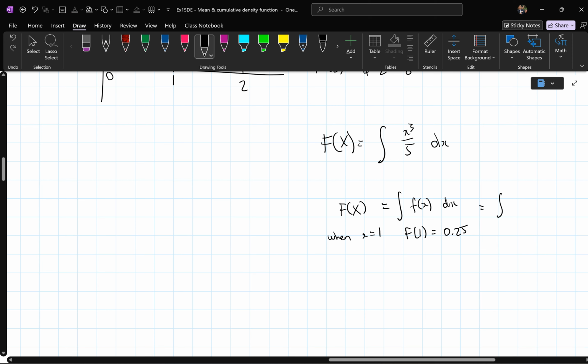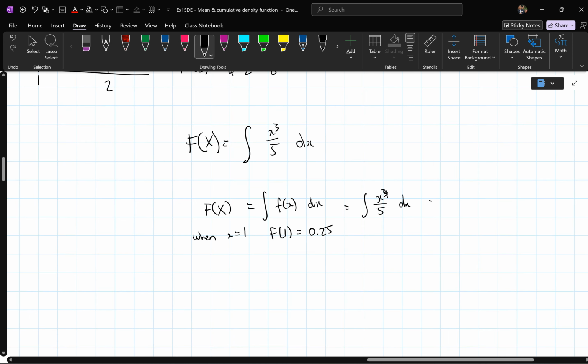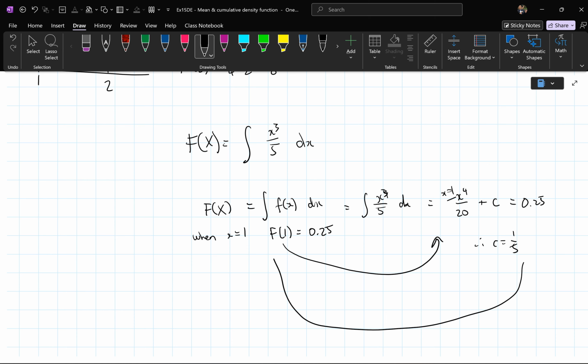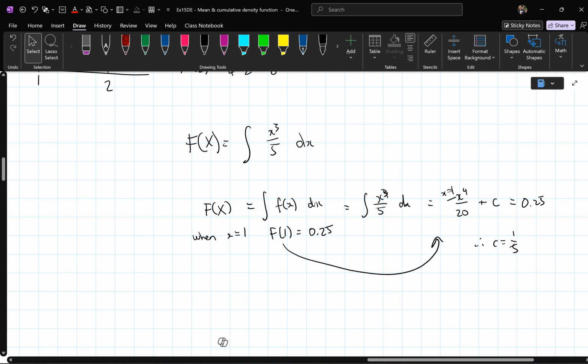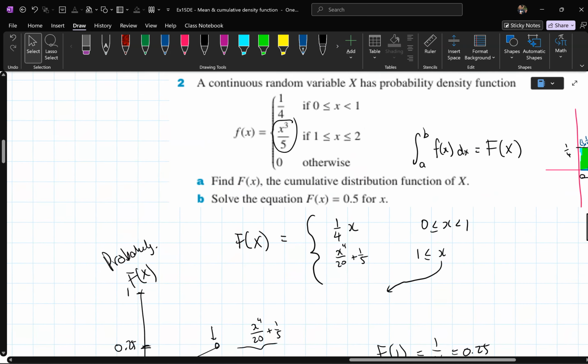So with this piece of information, I can then solve for the missing thing. The integration of x cubed on 5 dx works out to be x^4 on 20 plus c, but then I can sub in this piece of information. So that's meant to equal 0.25 when x equals 1. And then I figured out that c was equal to 1/5. So therefore, my function is x^4 over 20 plus 1/5. Make sense? Okay, so that's the second bit, and now you go to the third bit.